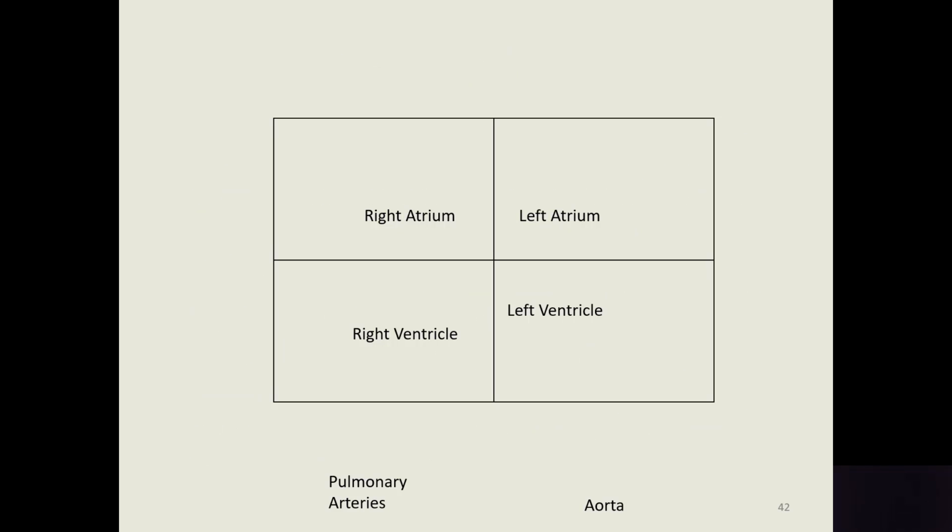So here is my very simplified box version of the heart, right? Simple, simple, simple. So where does blood enter? Where does it come into the heart? Superior and inferior vena cava, right? From regions above the diaphragm, it goes to the superior vena cava. Regions below the diaphragm, inferior vena cava. It enters through the right atrium.